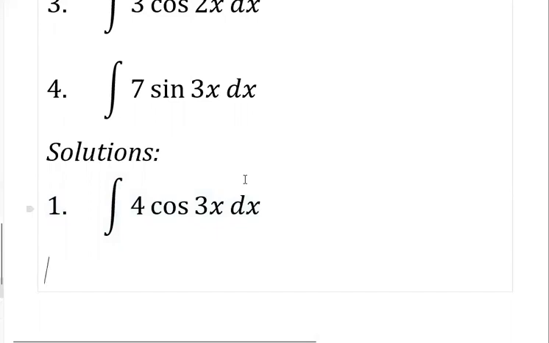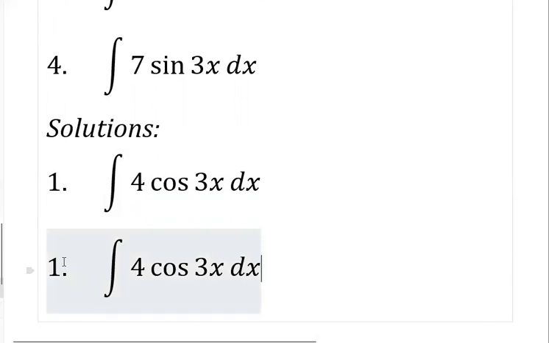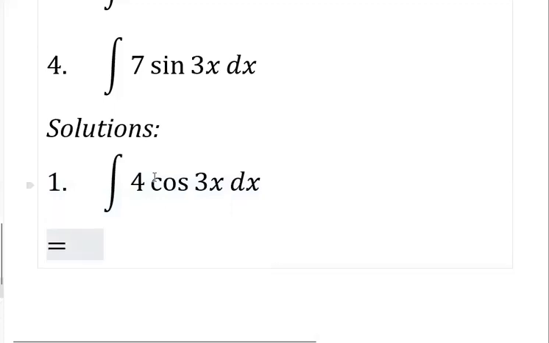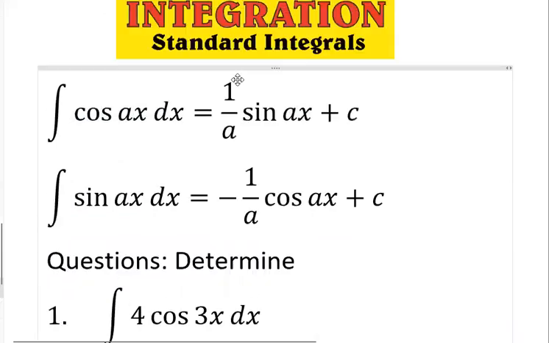Now, if we are integrating, first thing first, we see how we can work with what we have here. Now, this is, let's put our equality sign. Let's make use of this. Very good. So, can do away with what we have here. Okay, very good. So now we have 4 cos 3x dx, like what we have up here. This is cos ax dx. So we'll be making use of this standard integral.